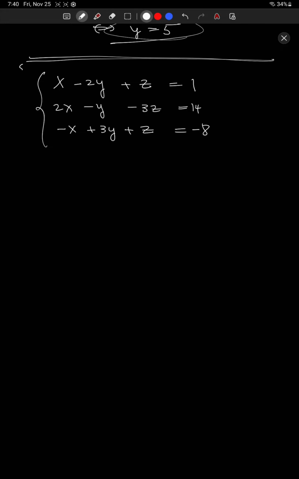Okay, so let's solve this system of equations. In other words, I want to find x, y, and z, so that when I plug them into equations 1, 2, and 3, they satisfy all 3 of them. All right?